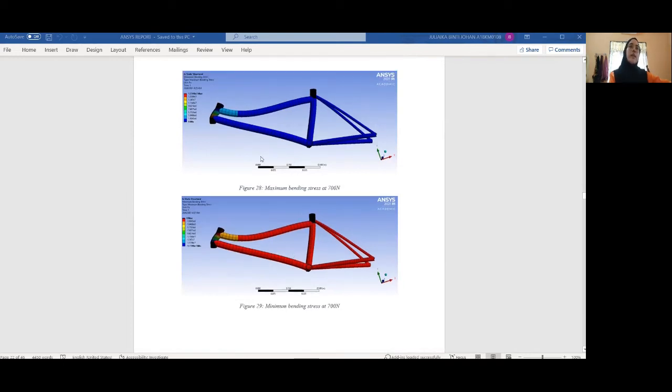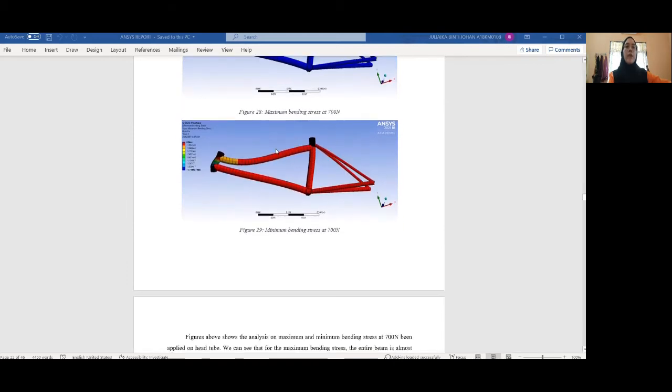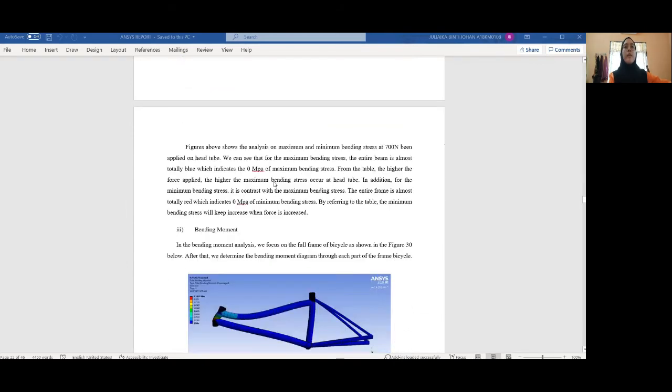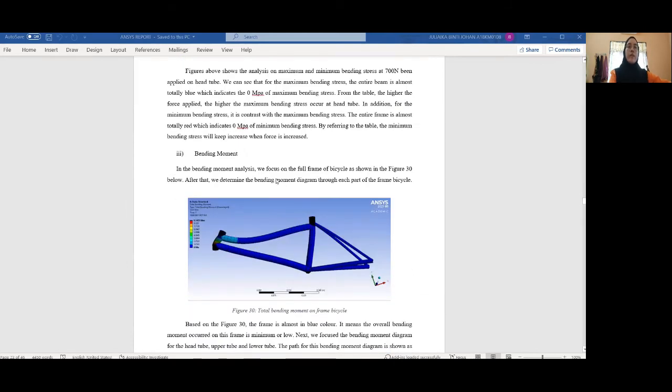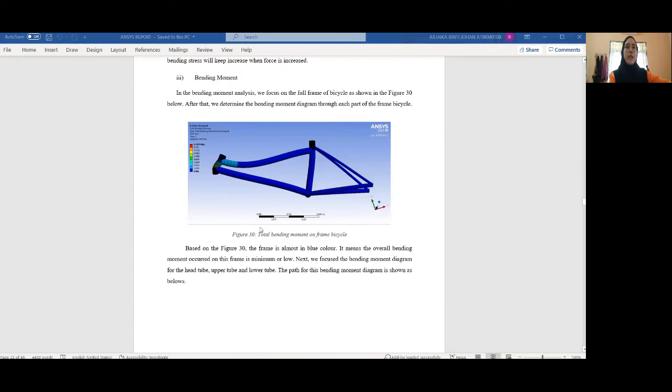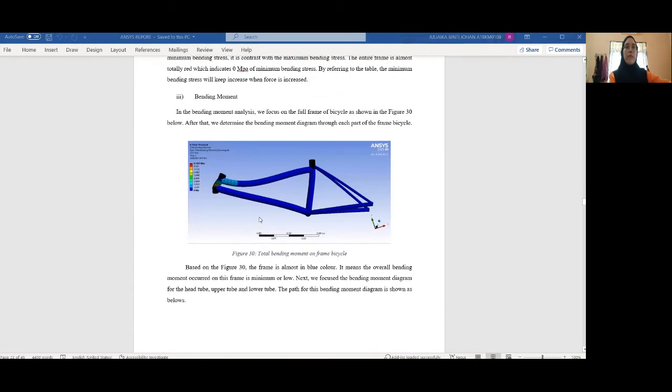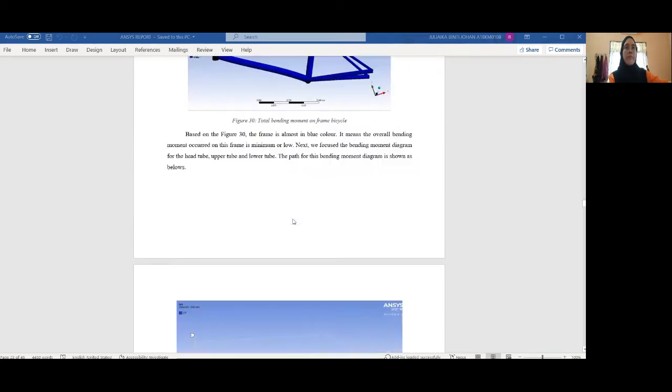As you can see, at the maximum bending stress, the whole structure of the frame is in blue color, and for the minimum, the whole structure is in red color. And also, for the bending moment, we focus on the full frame as shown in figure 30. But for the bending moment diagram, we focus on each part of the bicycle. In this case, I focus on the head tube, down tube, and top tube.